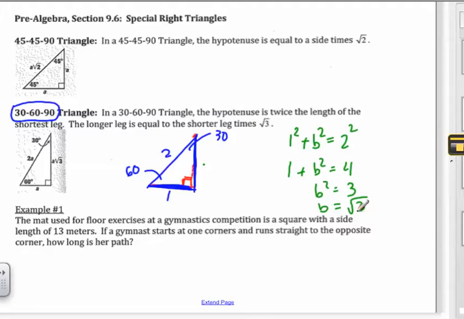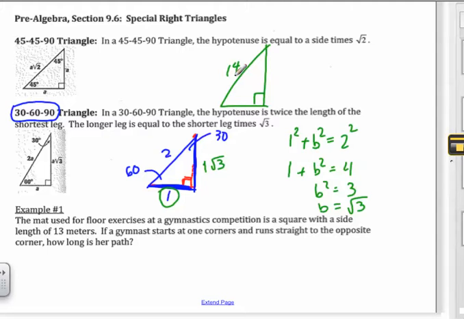Do you know how we find it? We take the shortest side, whatever it is, and we multiply it by the square root of 3. And that's it. Here, let me give you an example of one. Let's say that this is a 30, 60, 90. And let's say that this is 14.